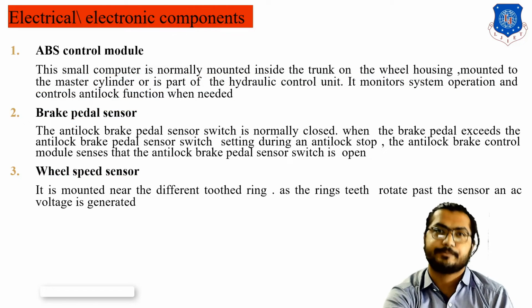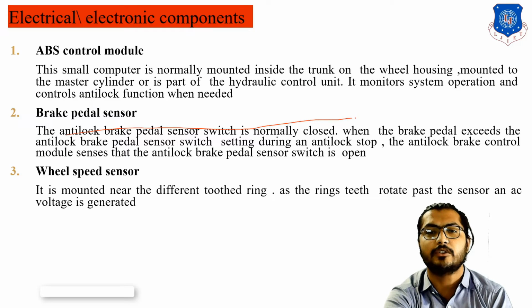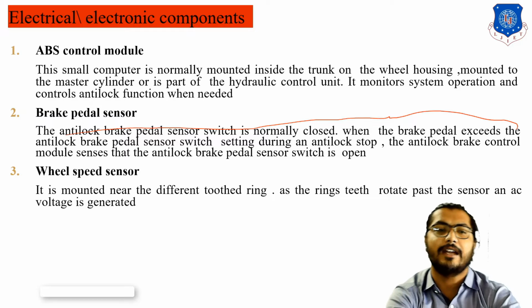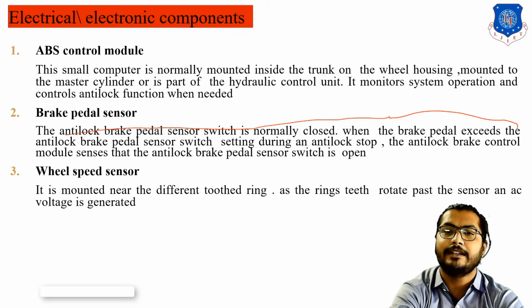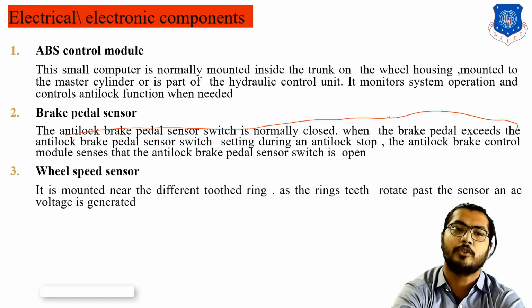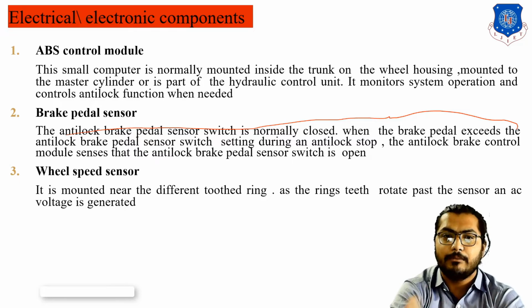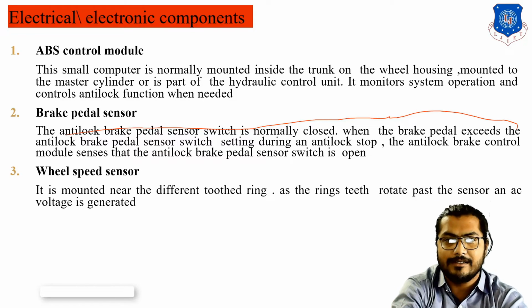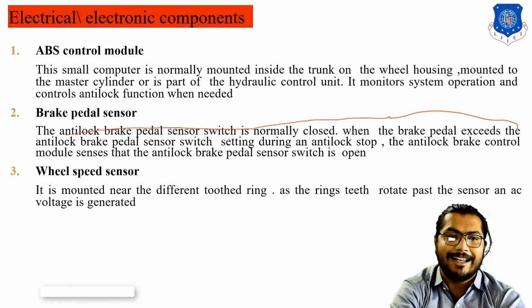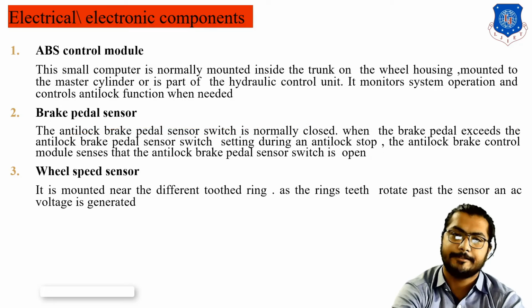Brake pedal sensor. What is the brake pedal sensor? The anti-lock brake pedal sensor switch is normally closed, and when the brake pedal exceeds the switch setting during an anti-lock stop, the anti-lock brake control module senses that the switch is open. That means it senses whether your pedal is switched on or off. And the wheel speed sensor is mounted near a toothed ring, and as the ring teeth rotate past the sensor, an AC voltage is generated.